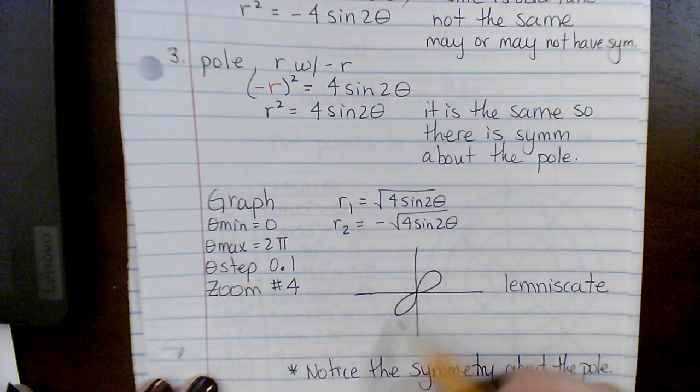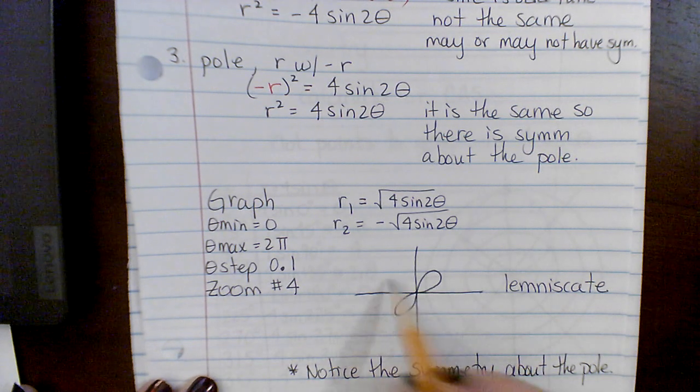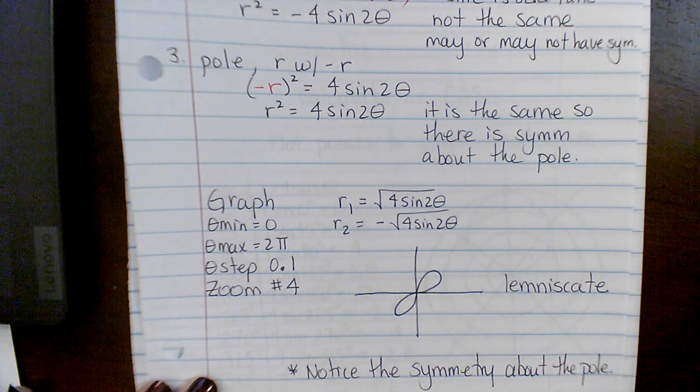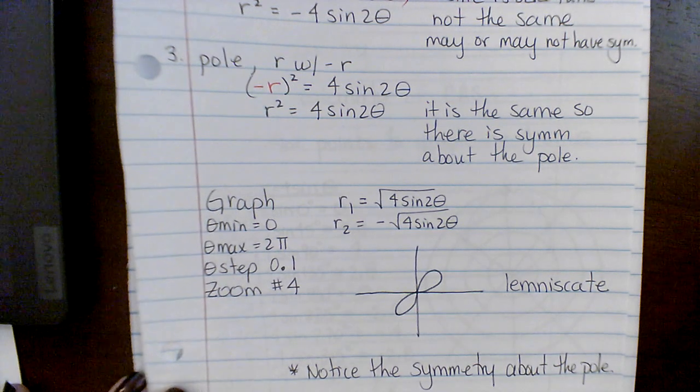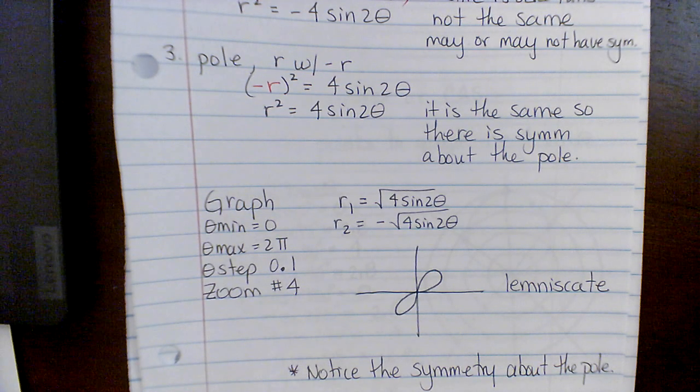And notice that it does have that symmetry about the pole. It's not symmetric about the line theta equals pi over 2. It's not symmetric about the polar axis. So it does only have symmetry about the pole, which is exactly what we were expecting out of this. All right, so that finishes up section 10.4.